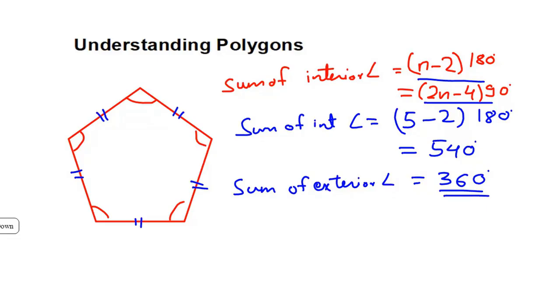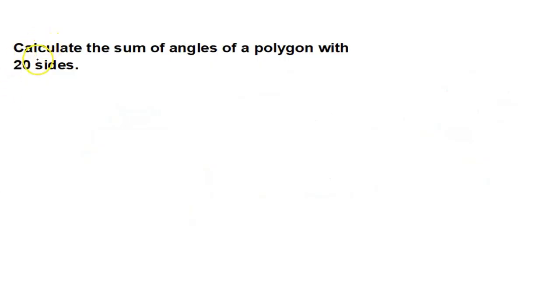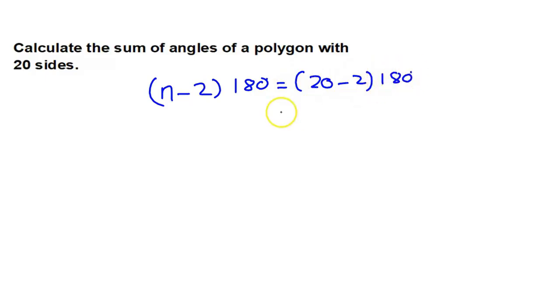Now let's try some basic questions first. First question. Calculate the sum of the angles of a polygon with 20 sides. So we'll just simply use the formula (n minus 2) times 180 degrees. So the number of sides is 20, minus 2, multiplied by 180 degrees. So 20 minus 2 will be 18 multiplied by 180. So it's 3240 degrees. This was easy enough.